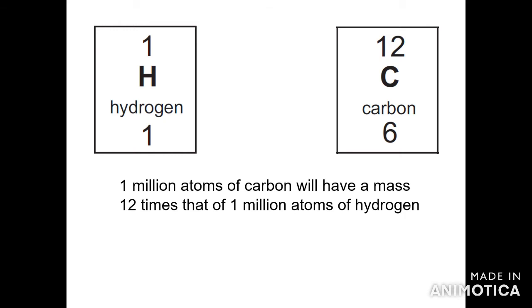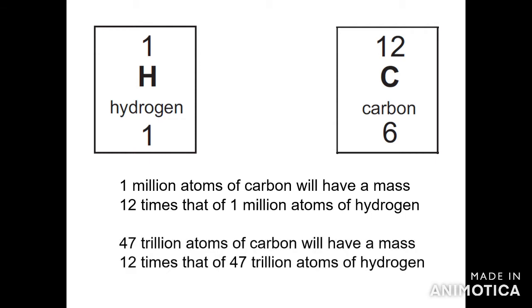Now we can also scale this up. If we had 12 million atoms of carbon, they will have a mass which is 12 times that of 1 million atoms of hydrogen. We've got the same number of these things. The only thing different there is the mass of the individual things. Think back to our marbles. If you've got 10 small marbles and 10 large marbles, then the 10 large marbles will be 12 times as heavy as the 10 small marbles. The ratio between the masses of the marbles is the important thing.